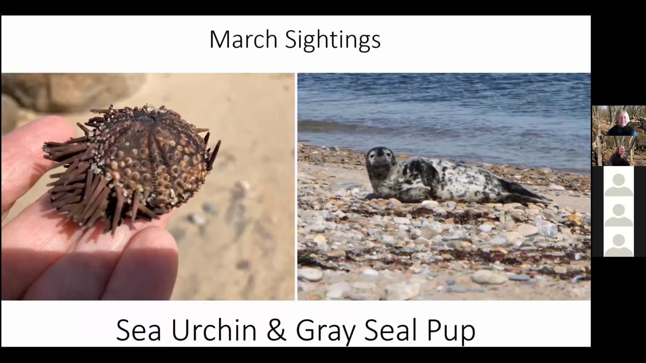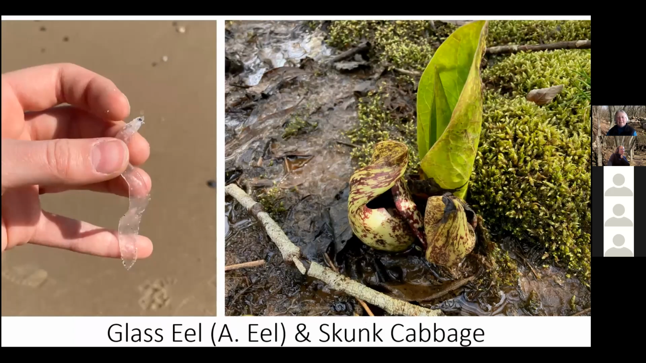Other things around the island right now: sea urchins, gray seal pups, glass eels, and the first blooming flower soon to come is skunk cabbage. And there's only one place on the island I know of where skunk cabbage is growing, and the flower of the skunk cabbage is in here, and it hasn't yet opened up quite enough to see that very interesting satellite looking flower. And with that, I thank you.